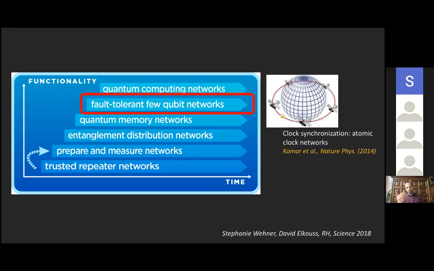Now, finally, as an example, if you get to the level of fault-tolerant few-qubit networks, then you can think of applications like clock synchronization, where you actually use entanglement to achieve advantages in these types of metrology tasks. So these are just a few examples to show what can come, once we increase the capabilities that we have on the network.